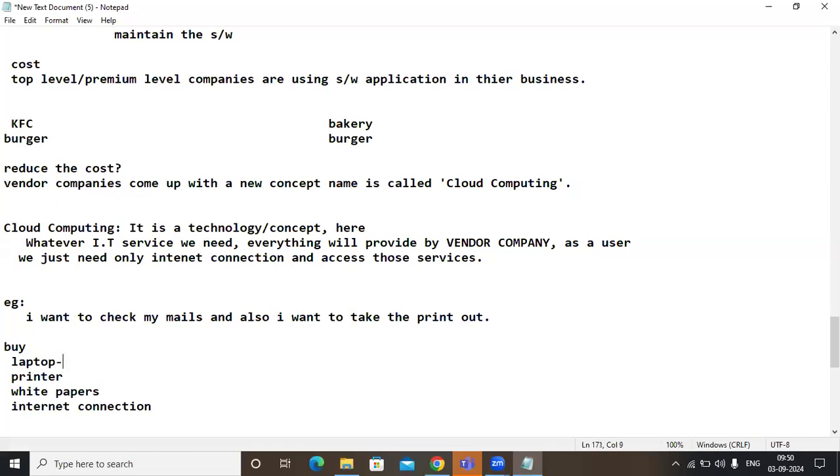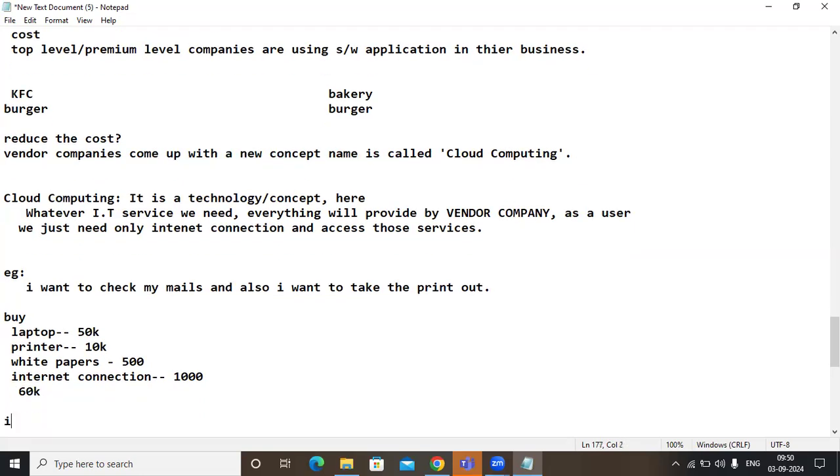Laptop cost approximately how much? 50. Approximately 10. White papers approximately 500. Internet charges every month maybe 1,000 rupees. Approximately altogether near about 60,000 rupees I need to invest. Yes or no? So instead of investing 60,000 rupees unnecessarily, simply I'm going to the internet center.